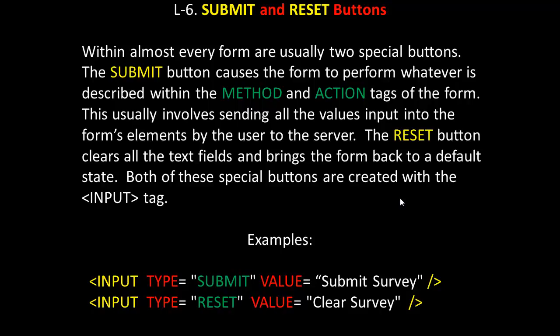Here are some examples. The first example, we're creating a submit button with input, and then the type would be submit, and the value would be submit survey. So the user wouldn't see the code, but on the web page they would simply see a rectangular button that said submit survey. The next example is the reset button, and again all the user would see would be a rectangular button that said clear survey.